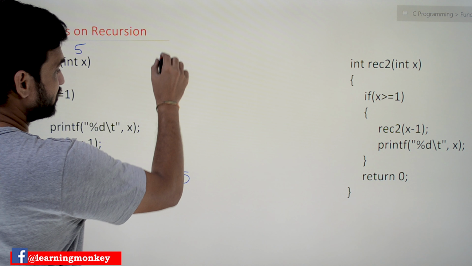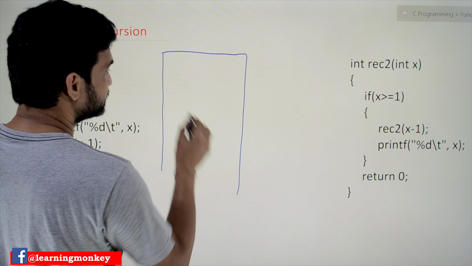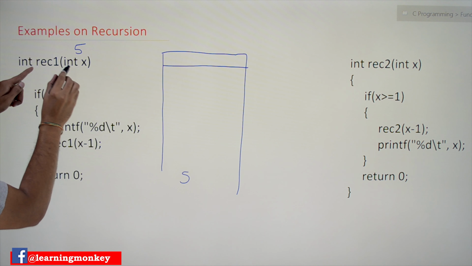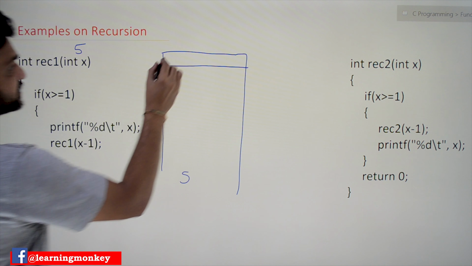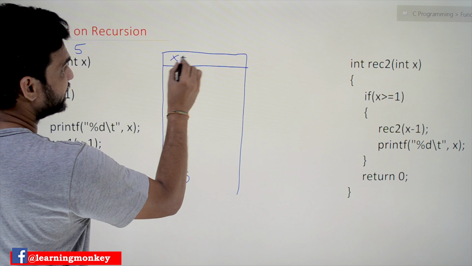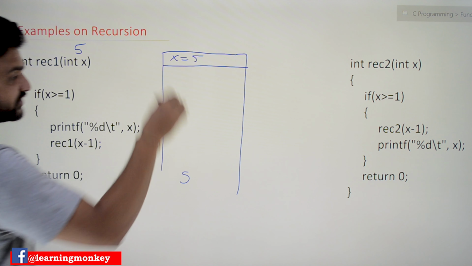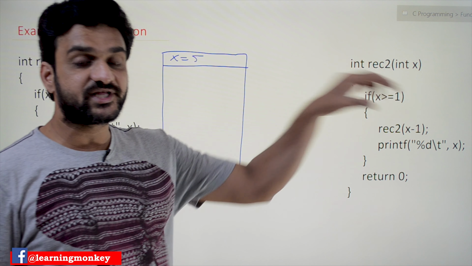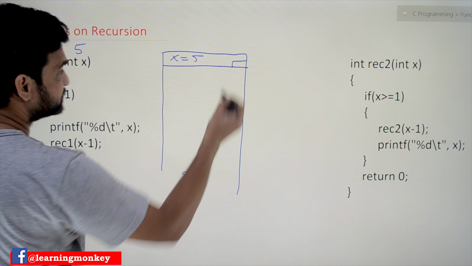As we have discussed, whenever a function call is made, a new activation record will get generated. That is the point that you have to understand very well. Whenever a function call is made, an activation record will get created with the value of x equal to 5. The local variables of that function call will be created within that activation record. And apart from that, we are going to have an instruction pointer.